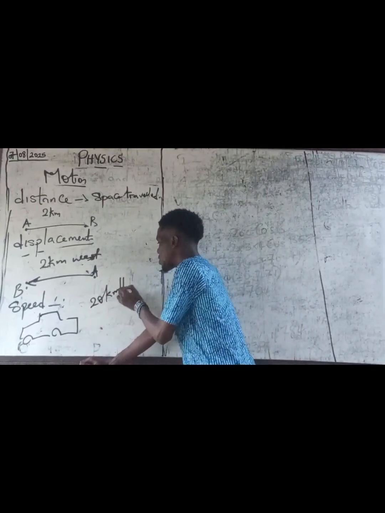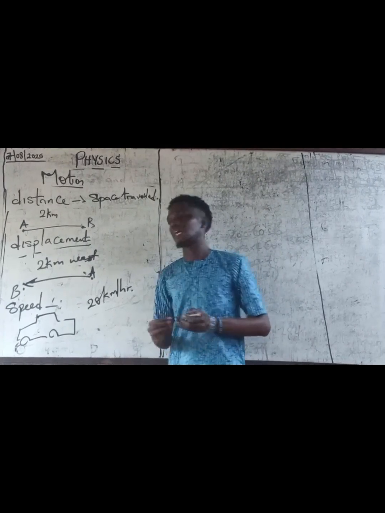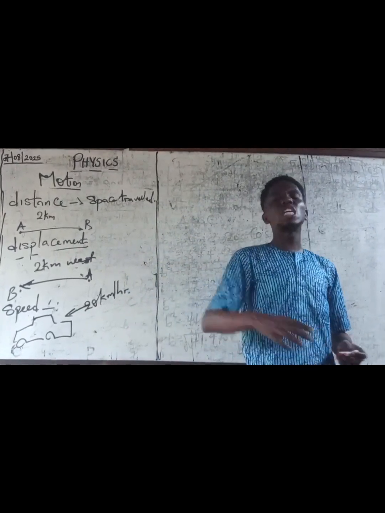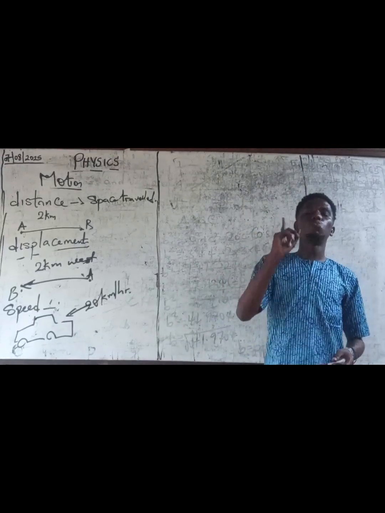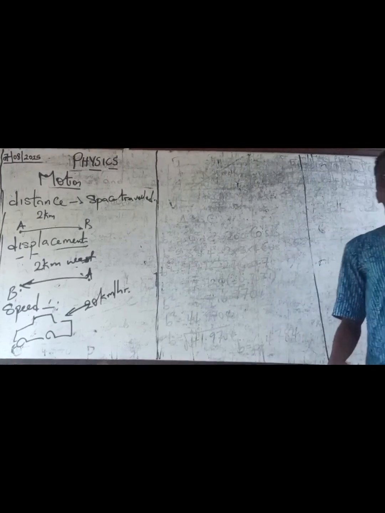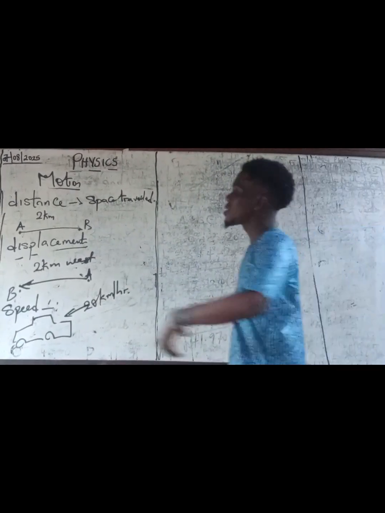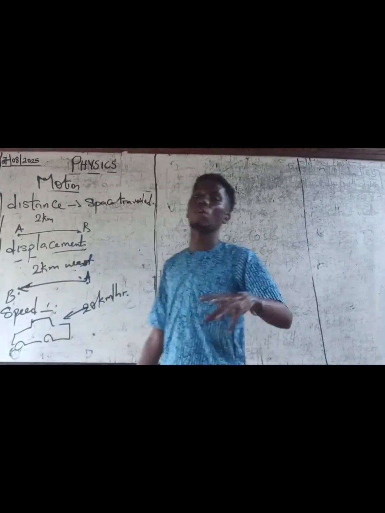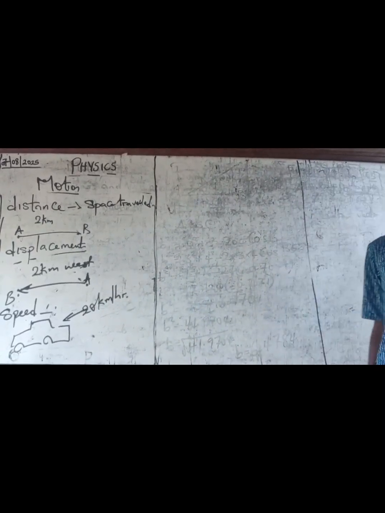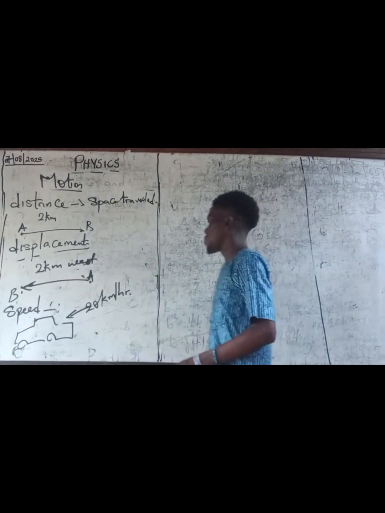So what I'm simply saying in this instance is that this car can travel 20 kilometers in just 1 hour. So this is what speed means. Speed tells us the distance you can cover in 1 hour or in 1 second, depending on the unit of time you are using, right? So that is what it means.